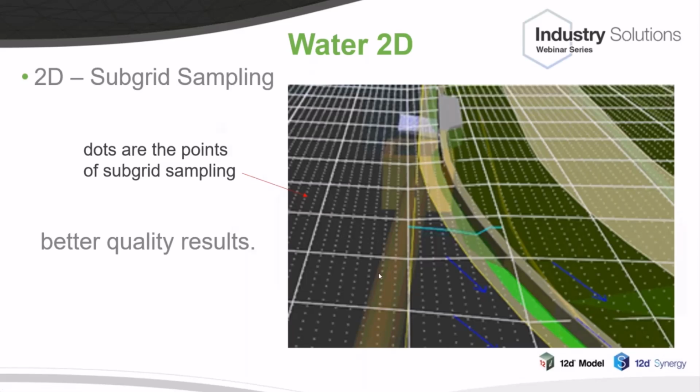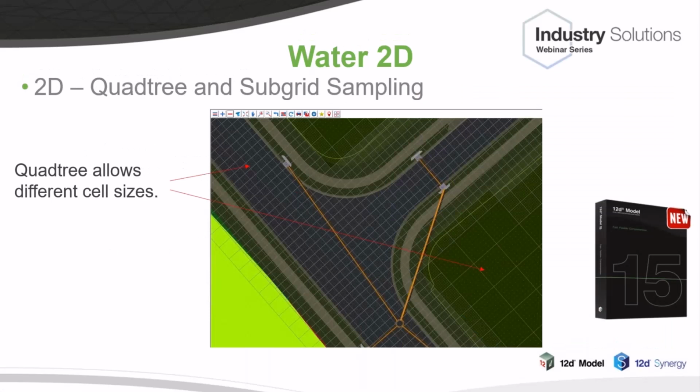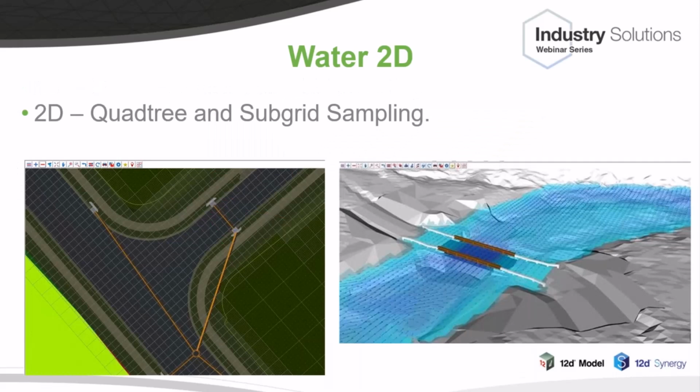Another thing there is now is there's quad tree. With quad tree, where you've got cells here, they're large, you can select an area where you can go much finer. So that makes processing a lot better because you don't have to have fine ones through the whole project. And you can combine quad tree and then subgrid sampling. And so they'll give you much better results and probably a lot faster.